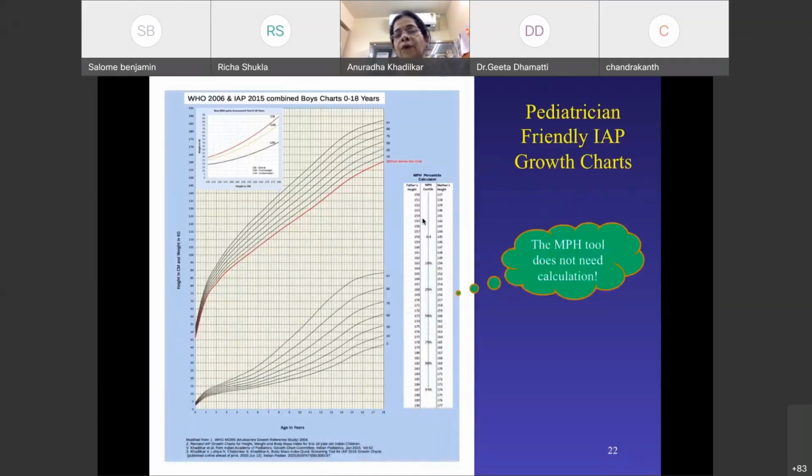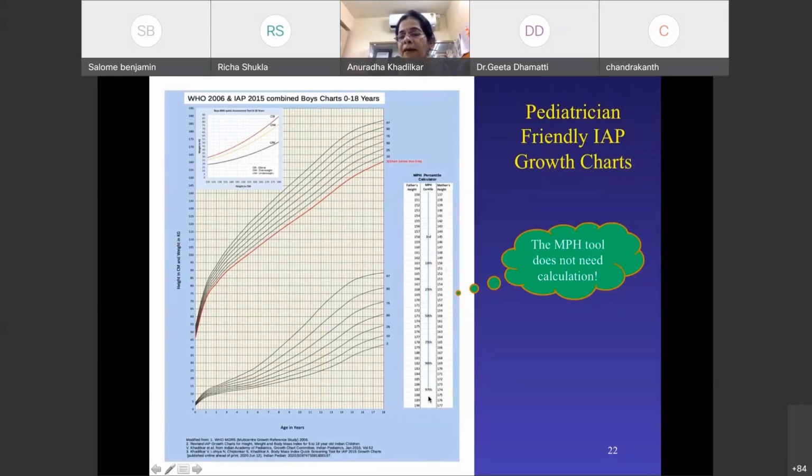Now you have to use a growth chart. You need to calculate the BMI. You need to look at the parents' height. How would you do all that? We have made this a little bit easier for you. We published a paper, which I think was last year, and we have added some tools for you. This is a mid-parental height tool, and this is a BMI tool.